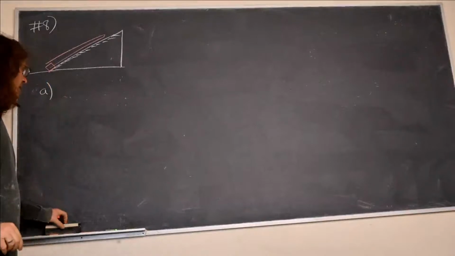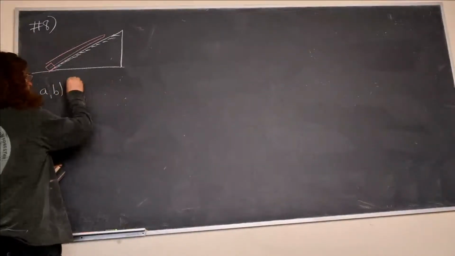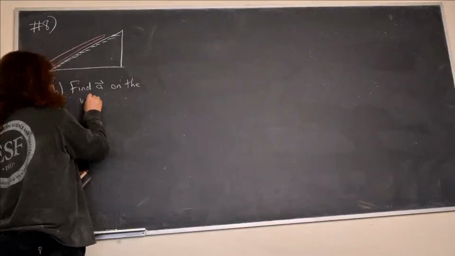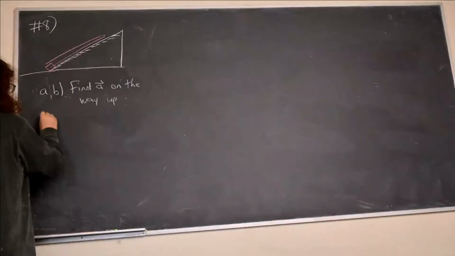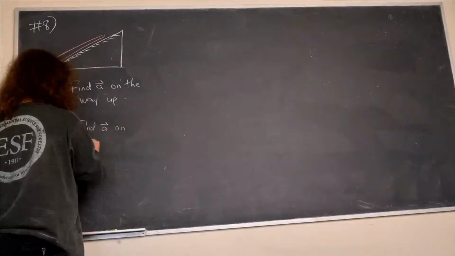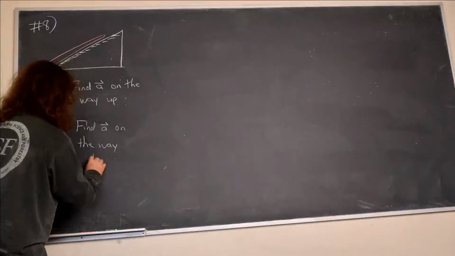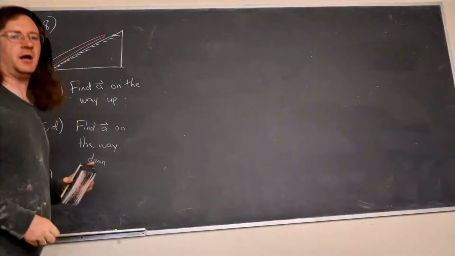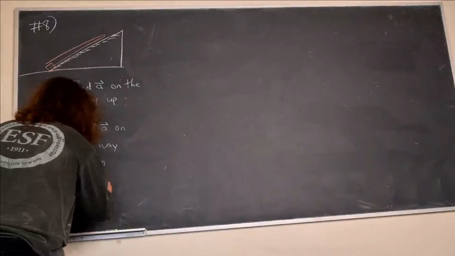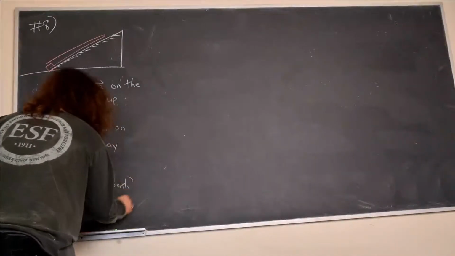So the two parts of the problem, right? So parts A and B ask you to find the acceleration on the way up. Part C and D ask you to find the acceleration on the way down. And part E, I believe, is just phrased, why are they different? Without doing any math. And so we'll do part E first.